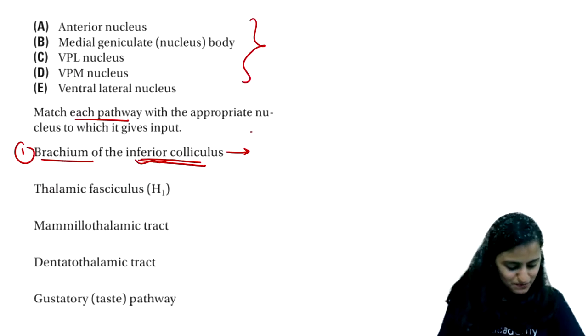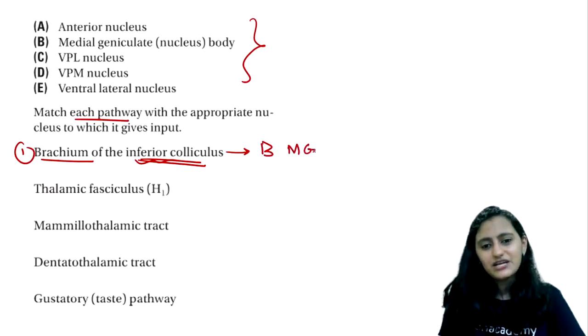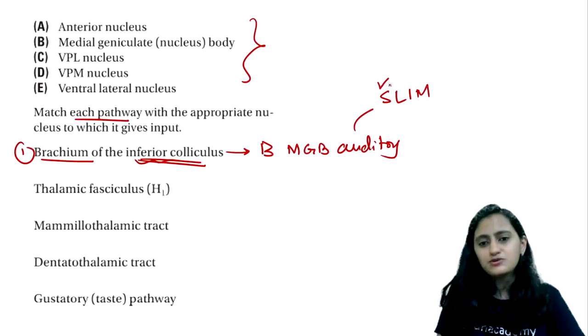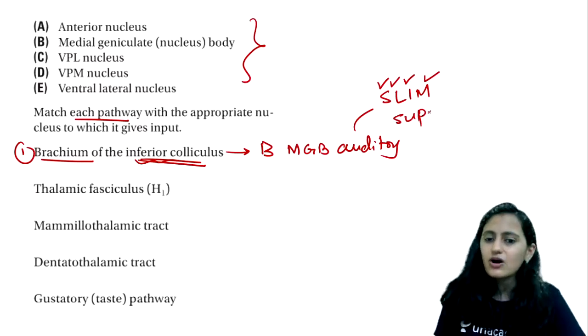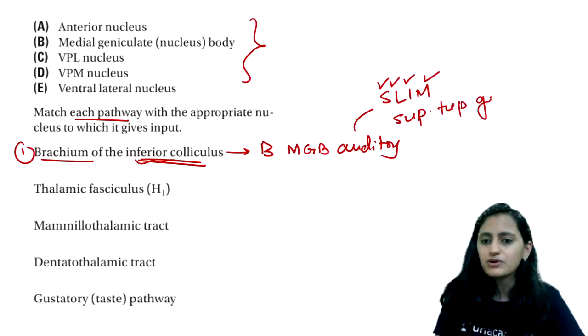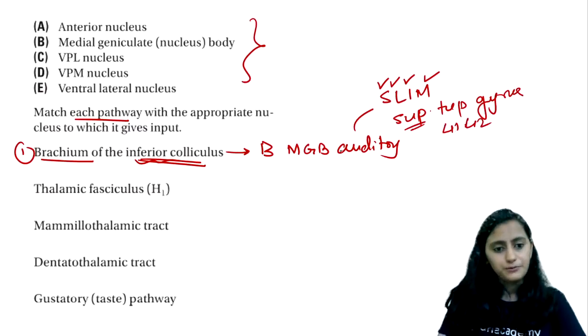Very good, absolutely right. It is the medial geniculate body, which is the auditory pathway. We said it is SLIM: superior olivary nucleus, lateral lemniscus, inferior colliculus, and the medial geniculate body. And the cortex is the superior temporal gyrus, area 41-42.